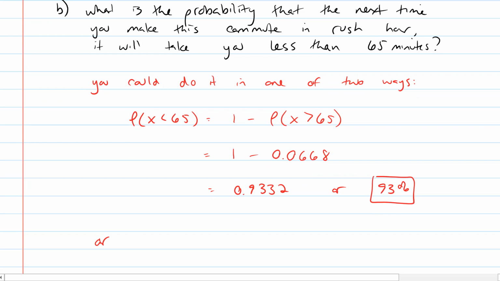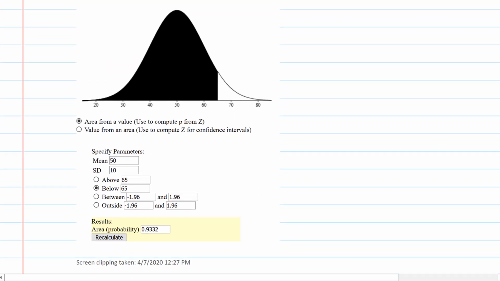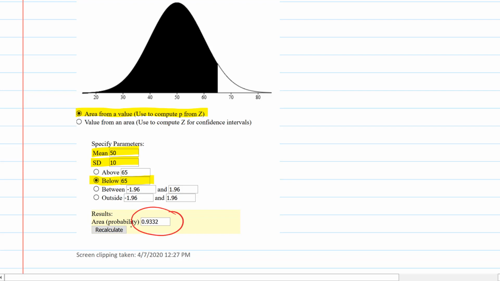Or if you prefer, you can actually just go back to our little online calculator. Here's our screenshot here. We've put in that we want the area from a value. We've again had our mean and standard deviation, and now we've chosen below 65, and you can see that the area that it gives is 0.9332, which is the same answer as above.